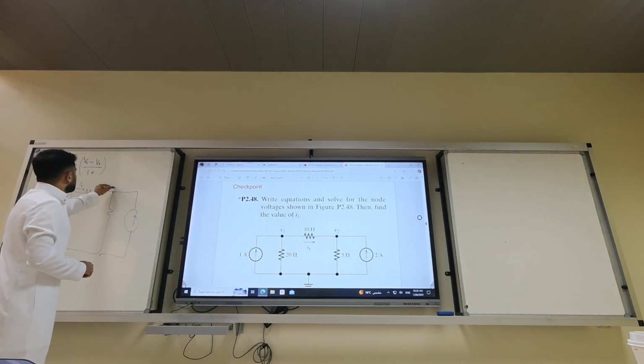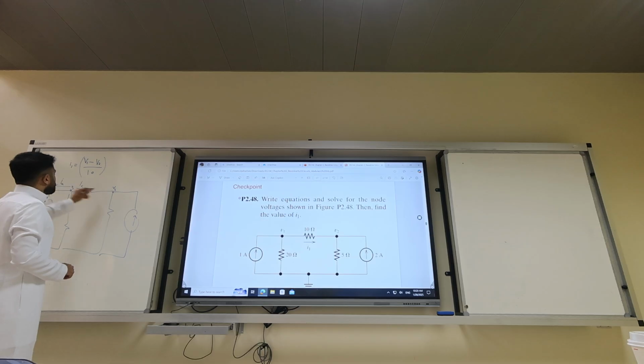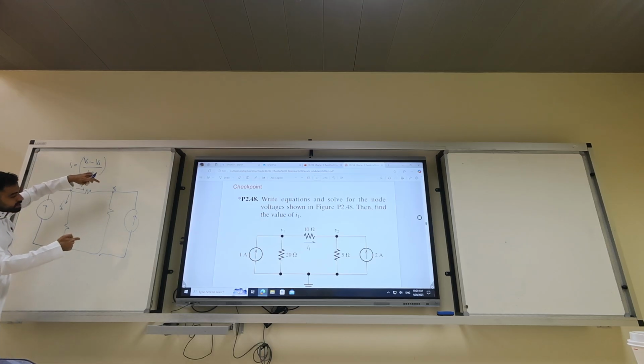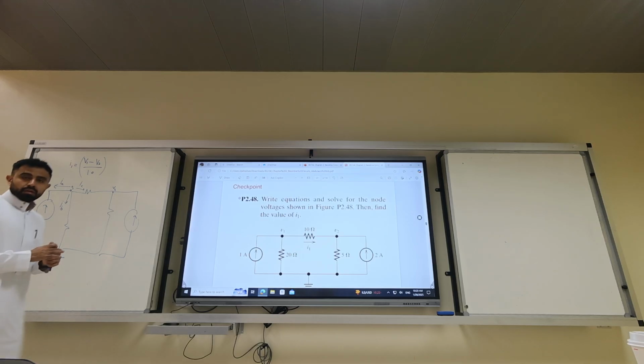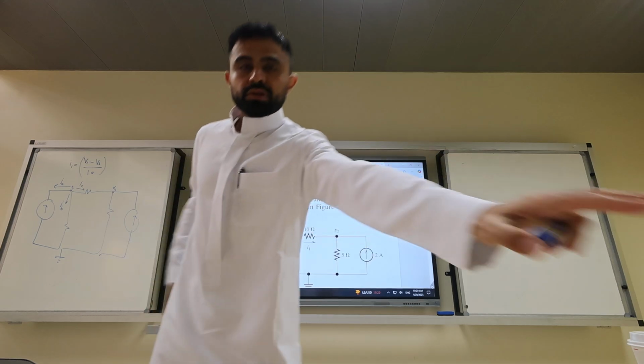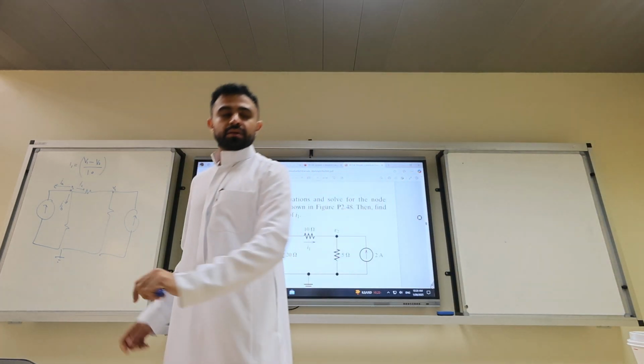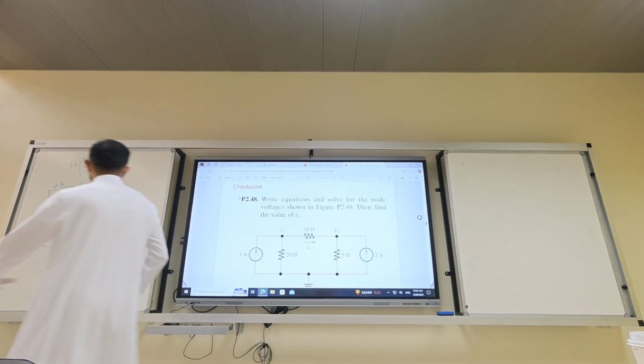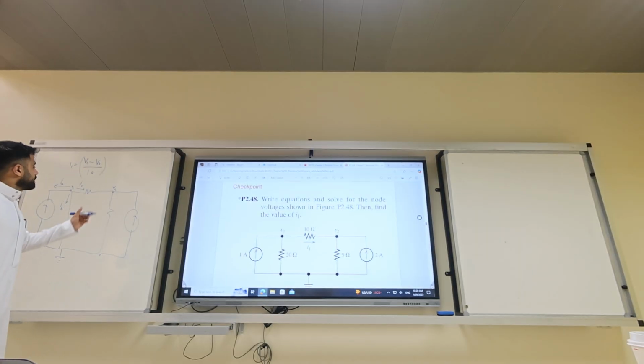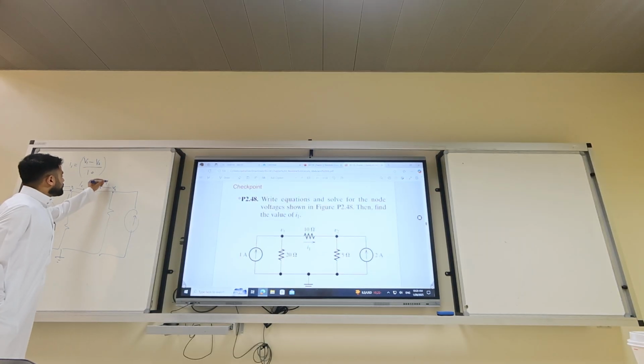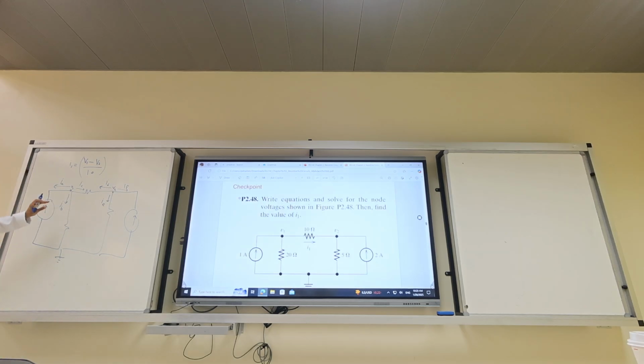For node V2, which is the node that has a voltage drop of V2, the ground is here. Do not move the camera, please. That's okay, it's a fake quiz. Doesn't matter. We said ID, IE, IF. That's the key.